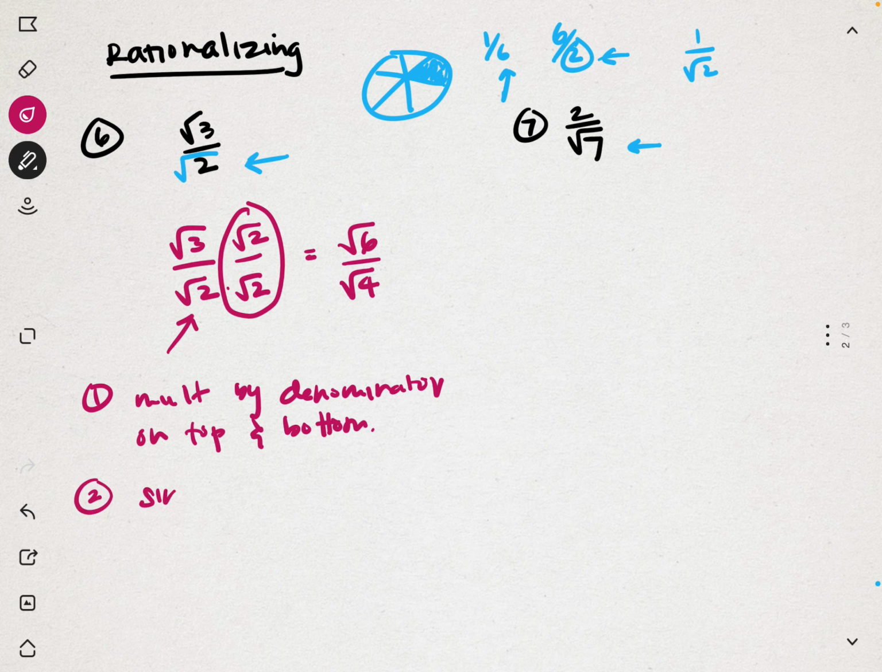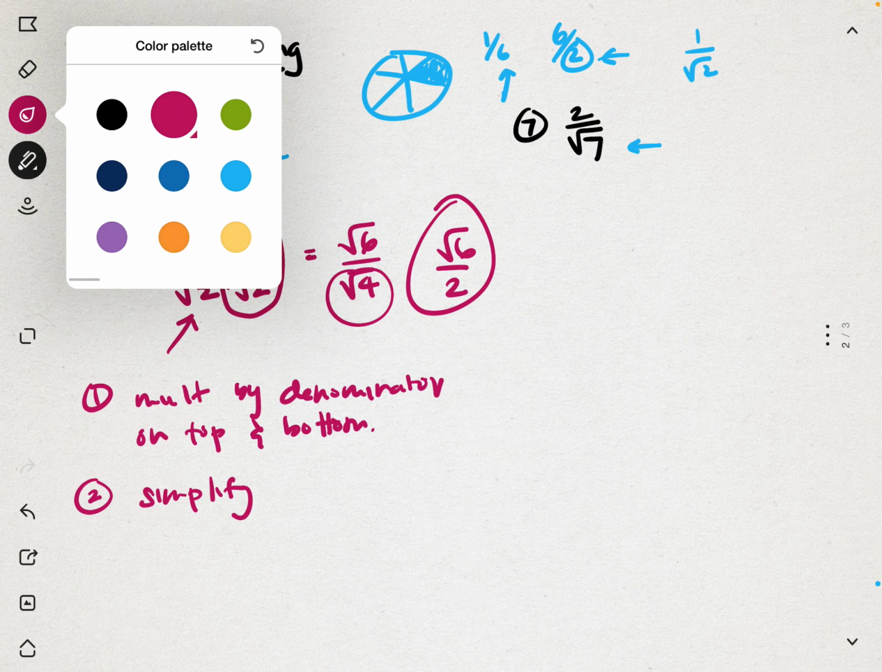Step 2, we just need to simplify it. If we did that step correct, then this is always going to come out to be a perfect square on the bottom. Square root of 4 is 2. And then we have square root 6 on top. We can't simplify this anymore. That would be our answer. Okay, so pretty simple once you understand what to do.